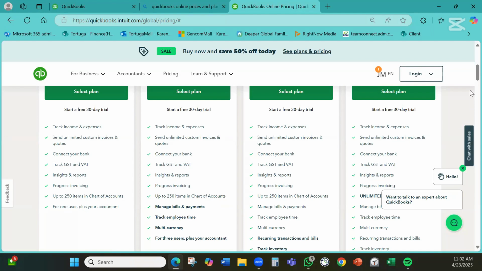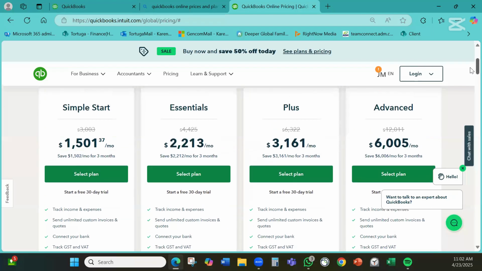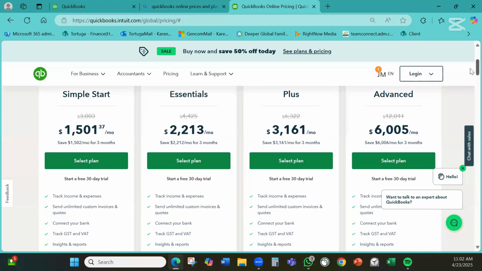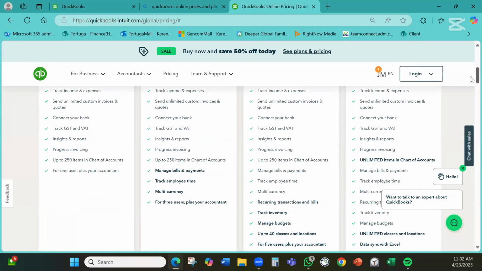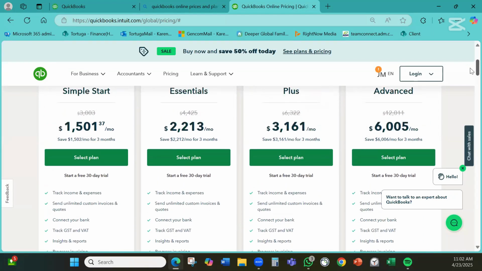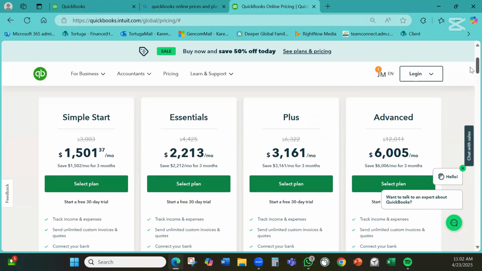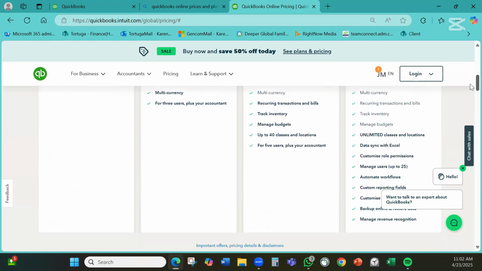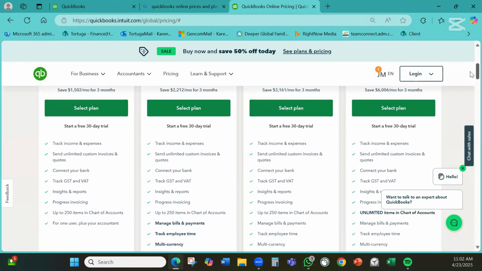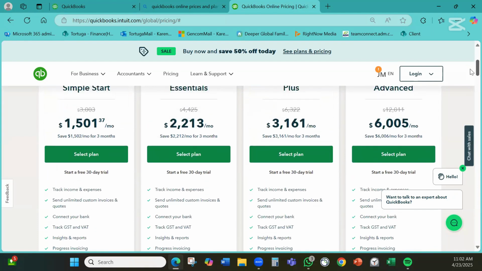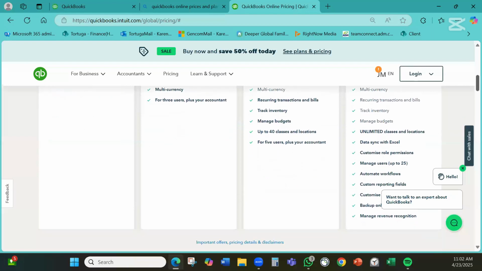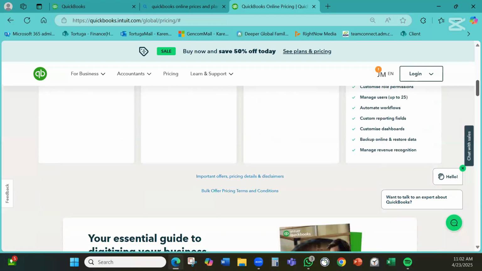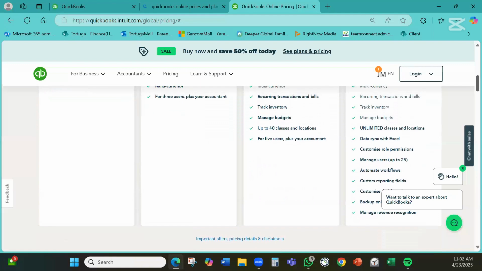So it depends on your needs, right? This one, Plus, is 3,161 per month. This one tracks inventory, so if you have inventory, then Plus would be good for you. Advanced, very advanced, is $6,005 a month. None of us are at that stage. Up to 25 users with automation and so on.